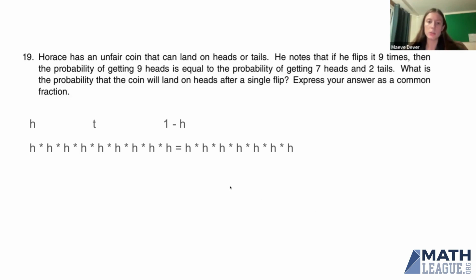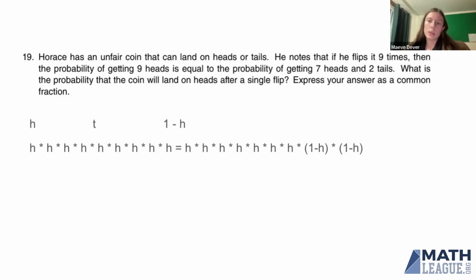Okay, so here's our 7 heads. We've got them on the right side of the equal sign, and 2 tails, so that's times 1 minus h times 1 minus h. And is that it? Is that everything? No. That there is the probability of getting 7 heads and then 2 tails in that order, but we don't care about the order. So now we also have to multiply by the number of orders in which you can get 7 heads and 2 tails in 9 flips.